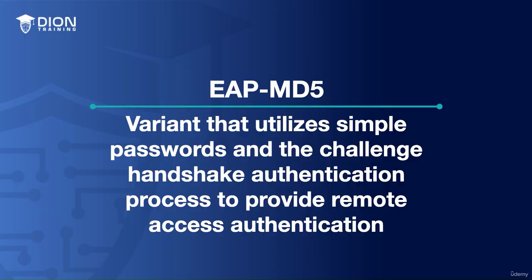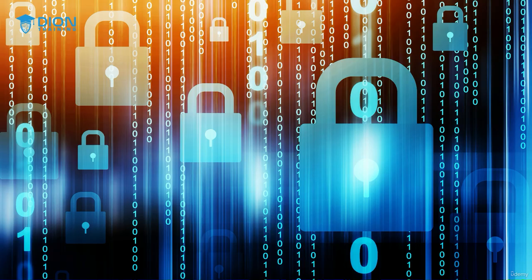Now EAP MD5 is a variant of EAP that utilizes simple passwords and the challenge handshake authentication process to provide remote access authentication. If you're using this method of EAP MD5, you're going to have to ensure that you're using a long, strong, and complex password in order to maintain the security of your system. EAP MD5 is considered to be a one-way authentication process, and it's not going to provide mutual authentication like some of the other versions of EAP will.